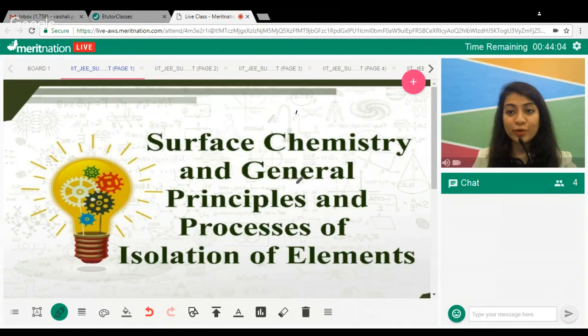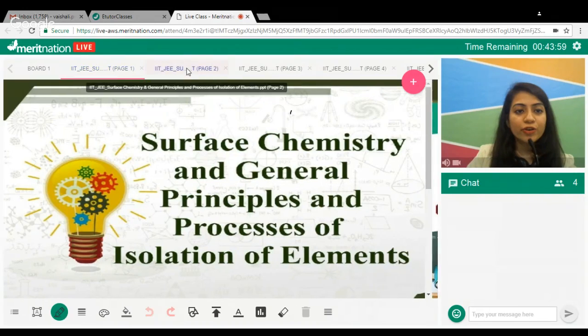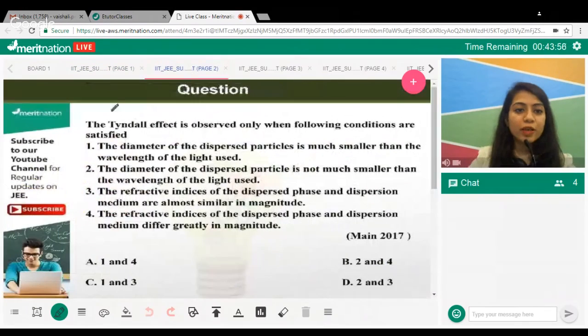All right. So let's begin with the session on surface chemistry and metallurgy. Starting with our first question, we have this question on Tyndall effect. So by the first word itself, you can understand that it's on colloids.